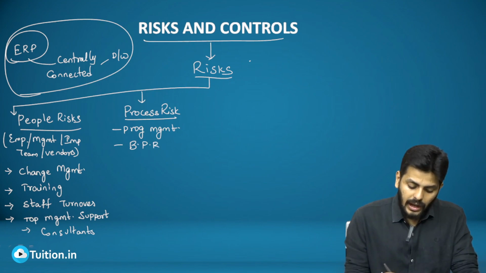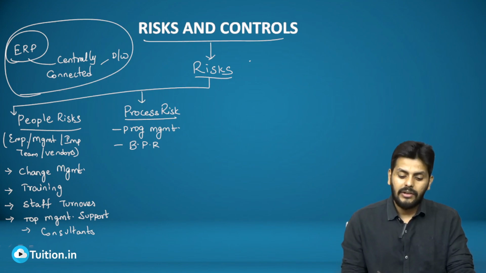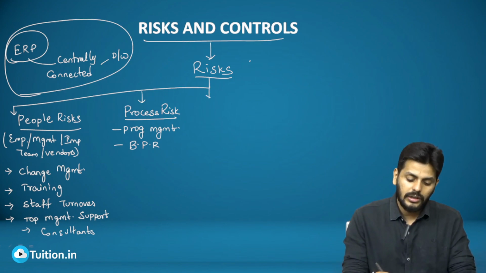And then we have this: ERP upgradation or ERP implementation is an activity of BPR. I hope you know what BPR is, business process re-engineering, and we know how dangerous re-engineering could turn out to be, right? So it's important for you to understand how this works.